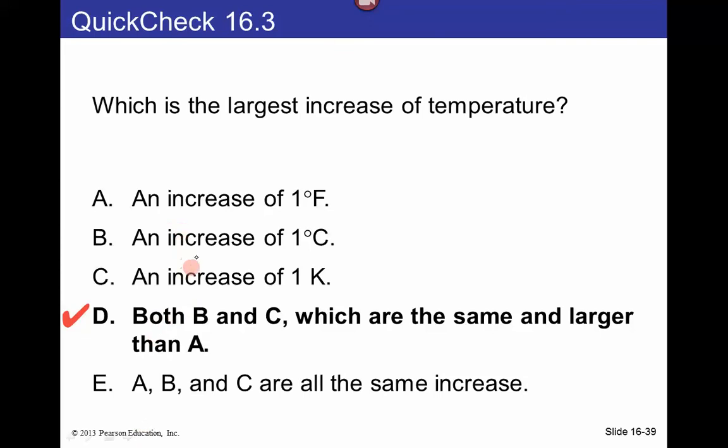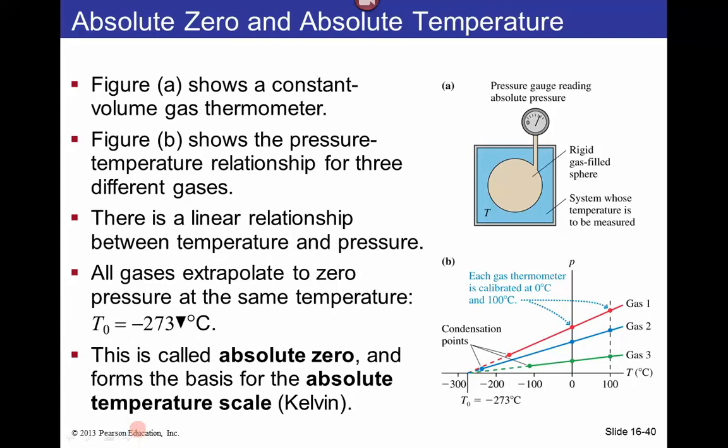And B and C, because they have the same scale, the only thing that changes is your zero. They would have, these are the same, and they have the largest increase in temperature. So let's talk about absolute zero.